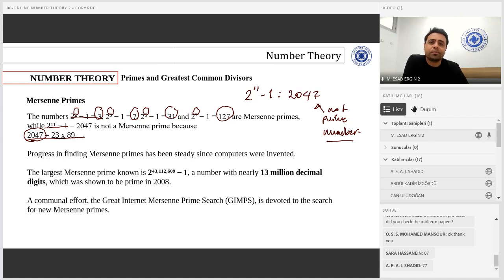Because of the development in technologies, the Mersenne prime known now is found in 2008. Because of the technology, we can calculate this prime number too, and it has 30 million decimal digits inside of this number.